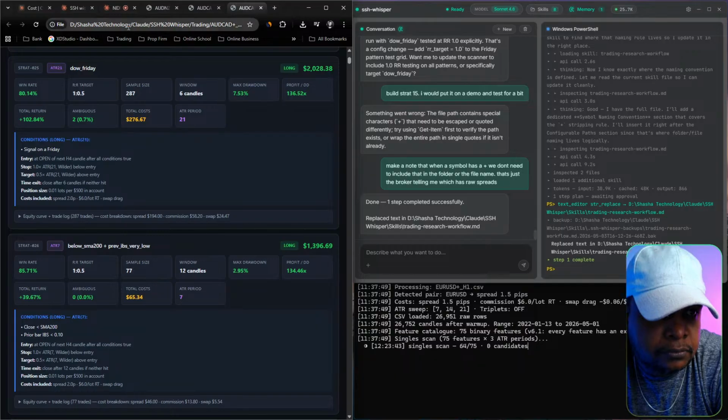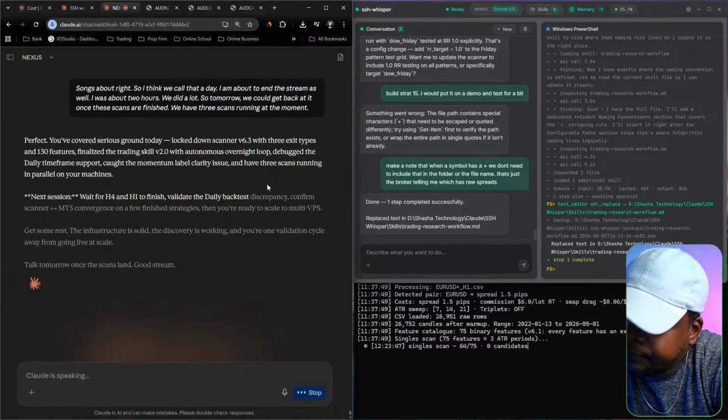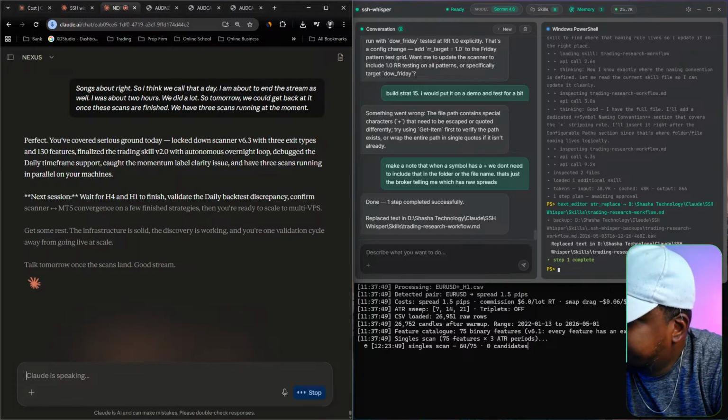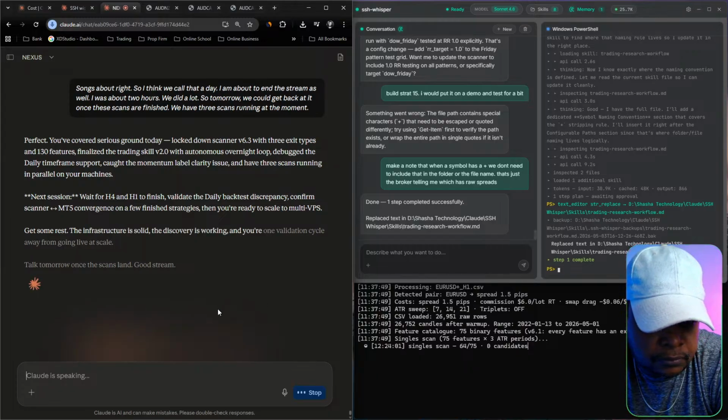Next session, wait for H4 and H1 to finish. Validate the daily backtest discrepancy. Confirm scanner, MT5 convergence on a few finished strategies, then you're ready to scale to multi-VPS. Get some rest. The infrastructure is solid, the discovery is working, and you're one validation cycle away from going live at scale. Talk tomorrow once the scans land.